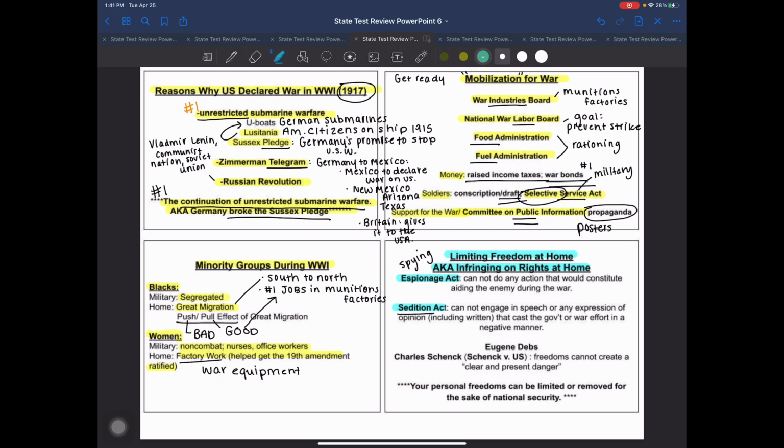And specifically, what the Sedition Act is going to focus on is you cannot engage in any speech, despite your freedom of speech, or any expression of opinion, including written. So if you write something, you publish something, that is going to cast any doubt on the war effort. If what you are saying or what you are printing or what you are writing is going to harm the chances we have of being successful in this war, you don't have that freedom. It is stripped from you, despite what the Constitution says.